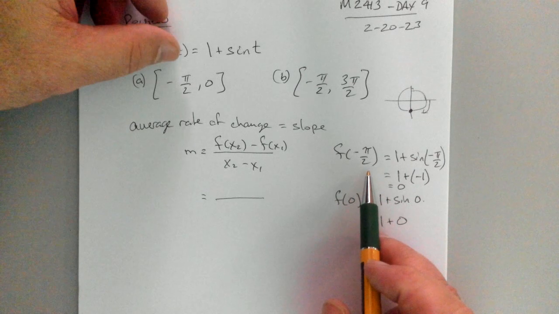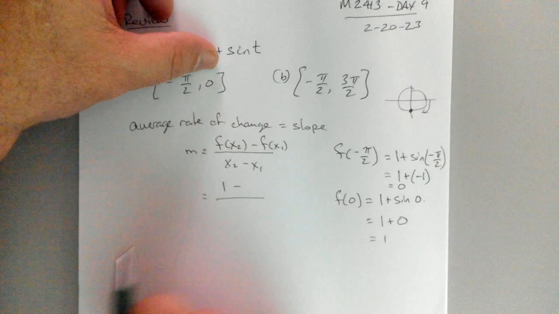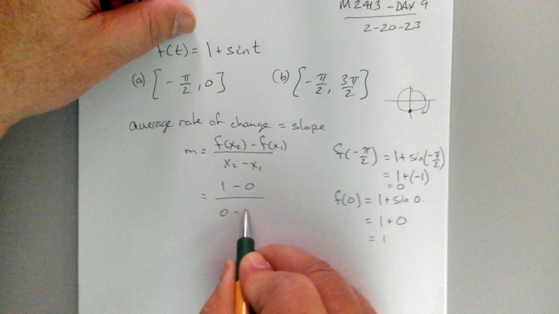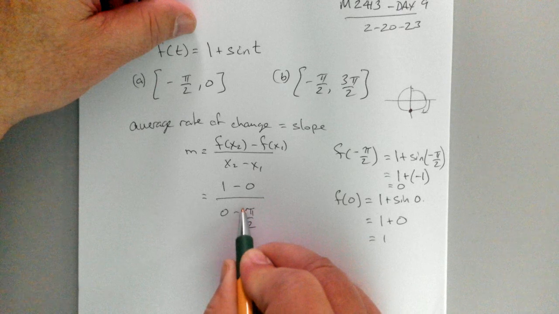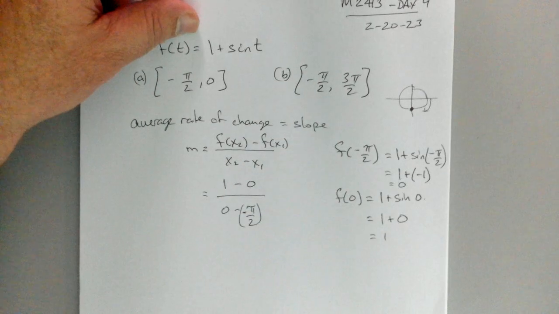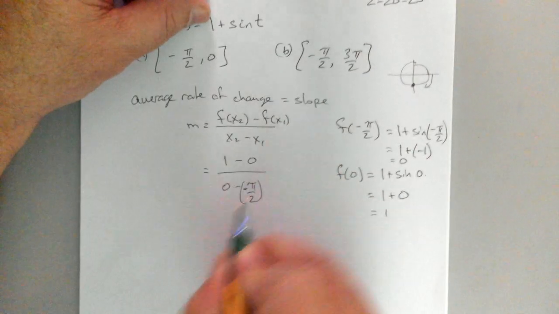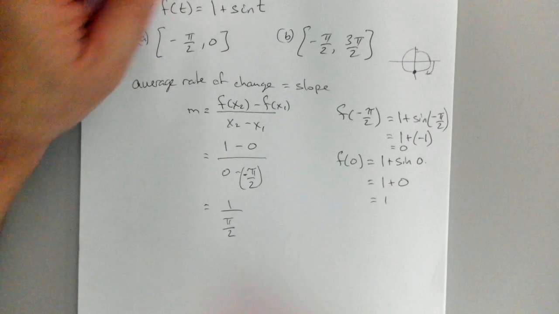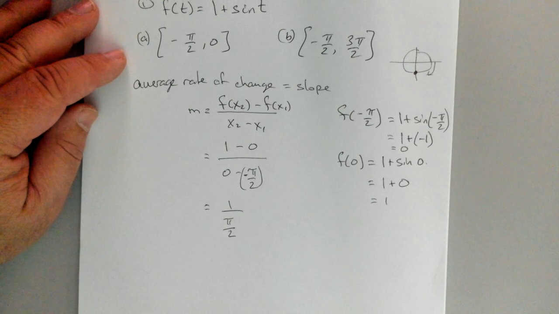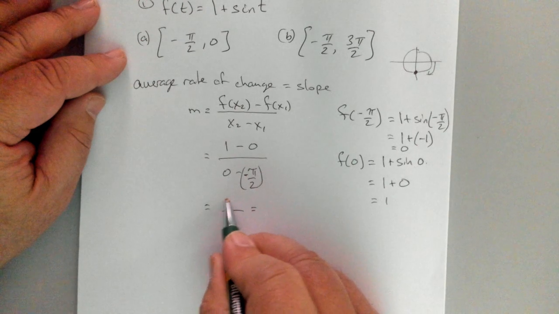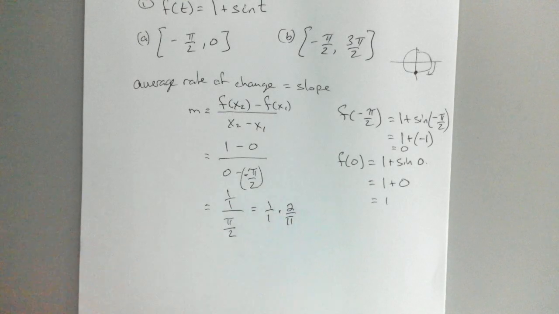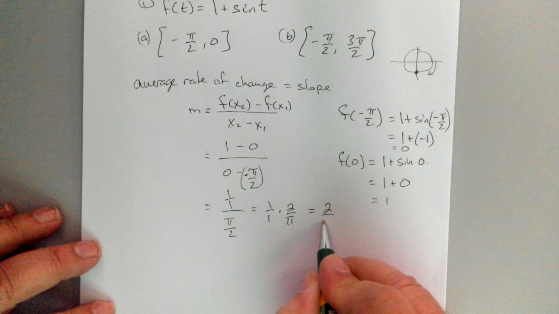So what we have here is 1 minus 0 over 0 minus negative pi over 2. What does that become? 2 over pi. Because it's the top fraction times the flip of the bottom, which makes it 2 over pi.